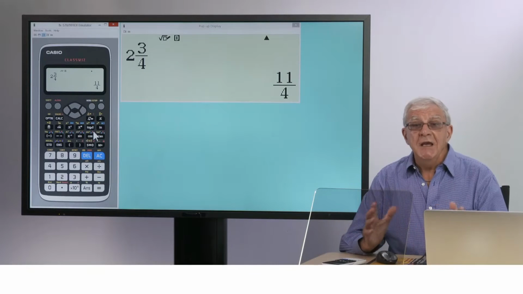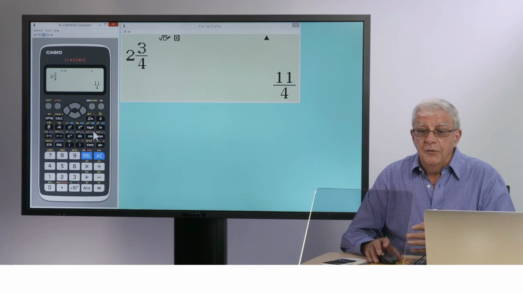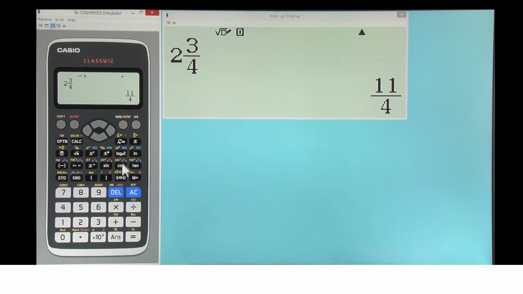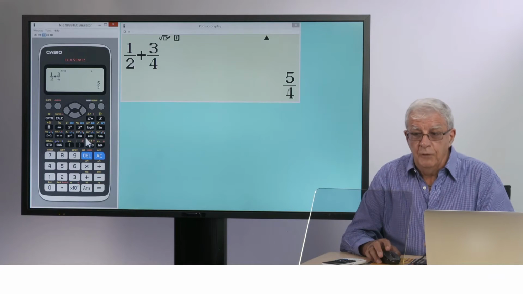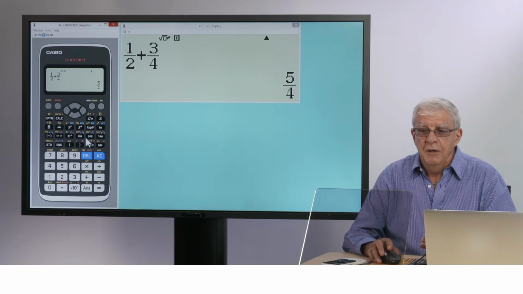ClassWiz will let you do any computations with fractions directly. So for example, to add 1/2 and 3/4, we start with adding 1/2, and notice the fraction has a flashing cursor in the denominator. We need to move across to put the plus sign in, and then 3/4, 3 and fraction 4, and the result is 5/4.